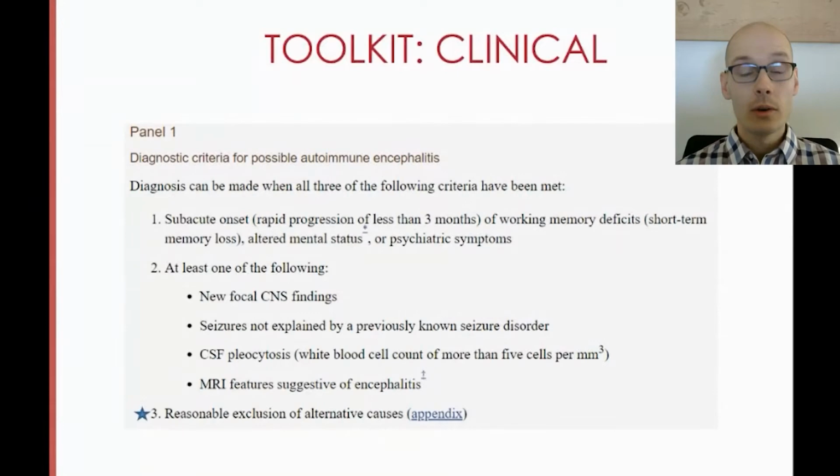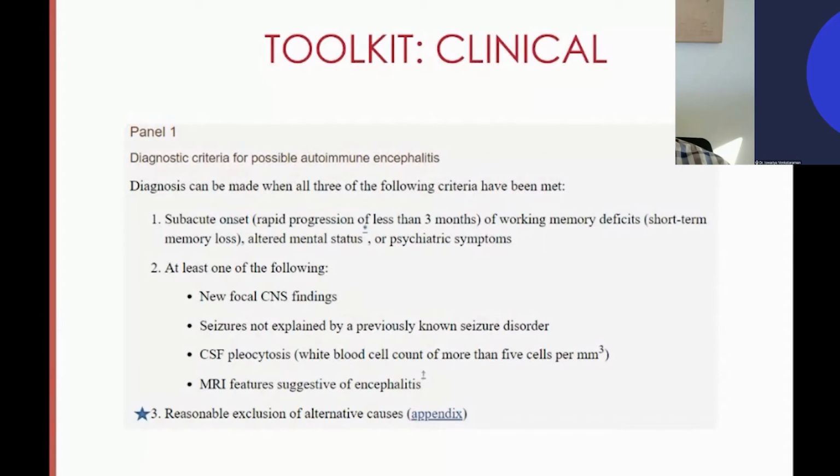Now, in 2016, a consensus criteria was proposed that describes when to suspect a possible autoimmune encephalitis. One of the characteristics is a subacute onset, so around 3 months of rapid progression of working memory deficits, altered mental status, or psychiatric symptoms. This would also include things like seizures. Now, a caveat is that some autoimmune conditions can present in a more chronic, stuttering way, which could be more difficult to diagnose. And we want to at least see some central nervous system findings, whether they be exam findings, characteristic symptoms, or ancillary testing showing some results. So for example, MRI suggesting encephalitis, or the spinal fluid showing pleocytosis or abnormalities.